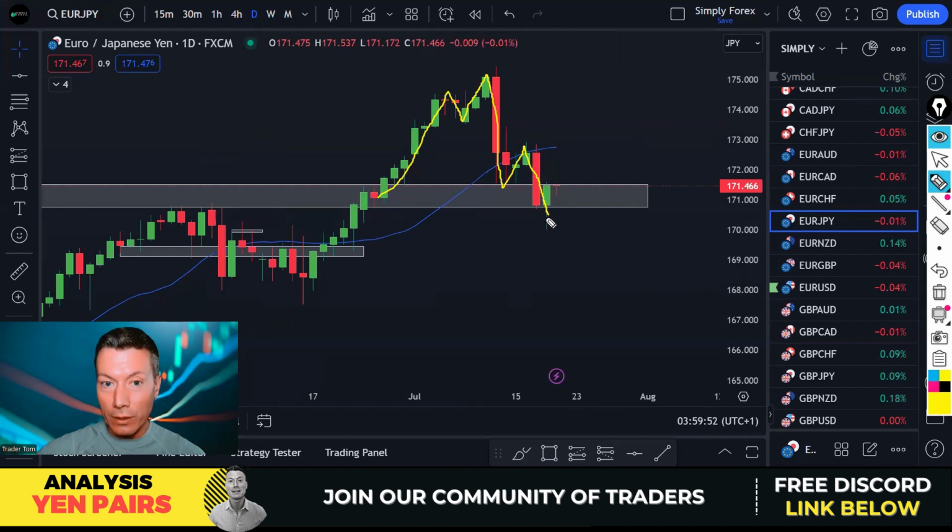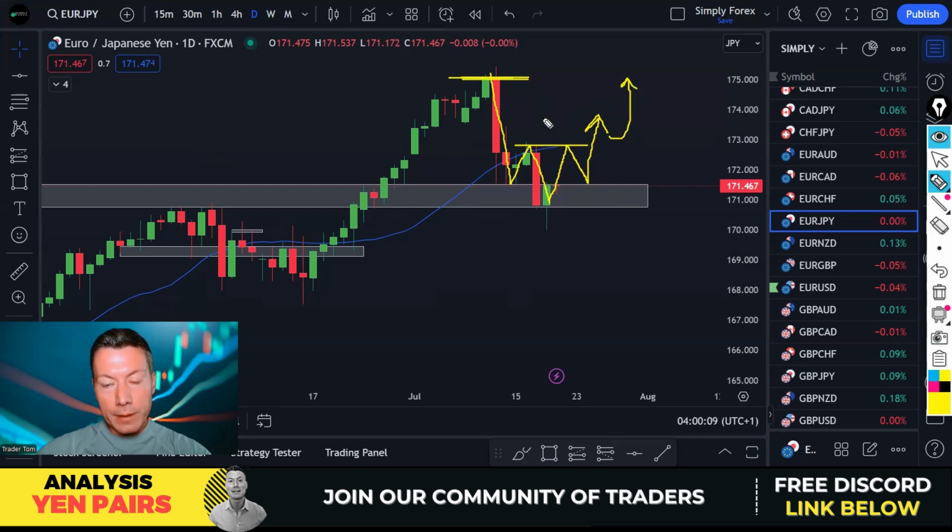But myself, guys, I'm an intraday trader who trades the day chart. So for me, I would still need to see a break of structure. Maybe we get something like this and then bang, we break some highs. I would look to take price back up to here. So this is maybe something to look at for next week, guys. But yen pairs, really interesting weekly levels.